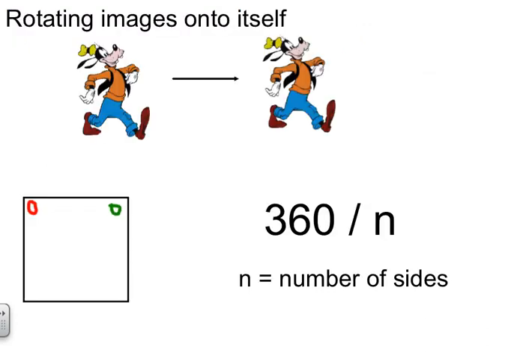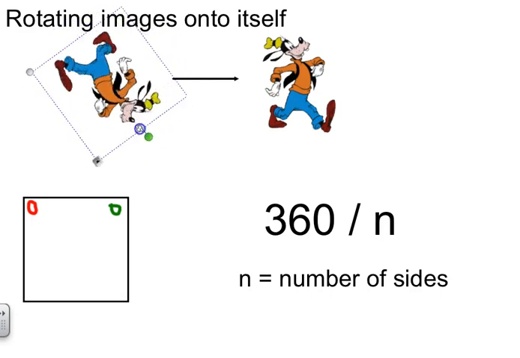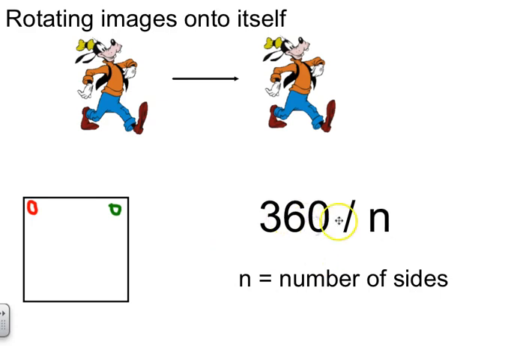Alright, so rotating an image onto itself. I've got Goofy, and I want to put him onto itself without just translating it. I want to rotate him. Now Goofy's not cool. He only has 360 degrees. Okay, but the rule for finding the degree of rotating it onto itself, the formula is 360 divided by n, where n means your number of sides. So 360 comes from turning it around in a circle and dividing it by the number of sides.